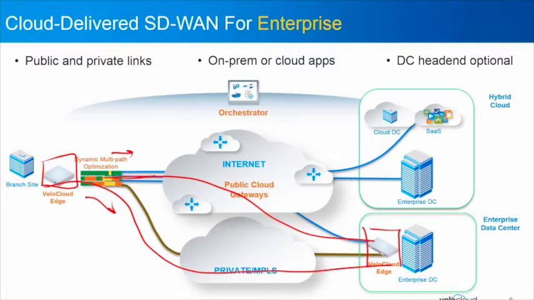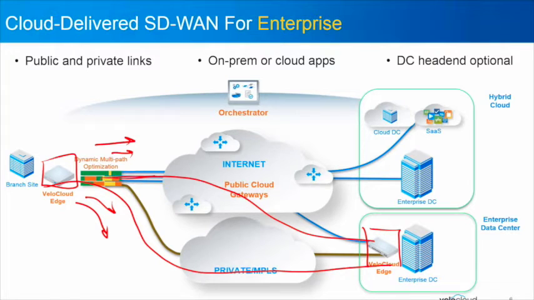We're also able to nail up traffic and pin traffic to certain links. As an example, if you decide that you want all of your PCI traffic to be pinned to the private link and your internet and SaaS traffic to go across the internet, you can do that through our business policy framework. So these are the two topologies that we support with regard to enterprise.